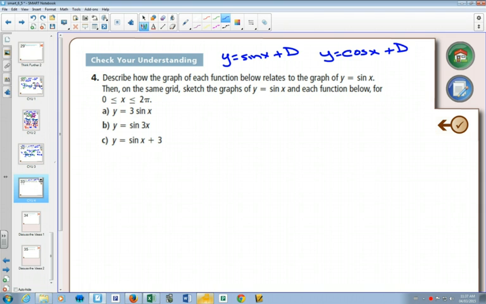So for A, the 3 in front, what's that going to change? The amplitude. So we're going to multiply y by 3. That's transformation language. Amplitude of 3 is the language of sinusoidal graphs.